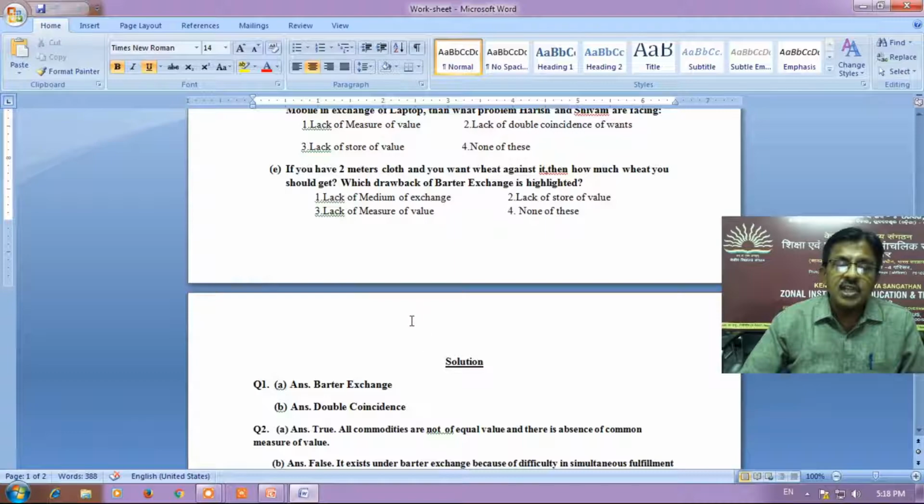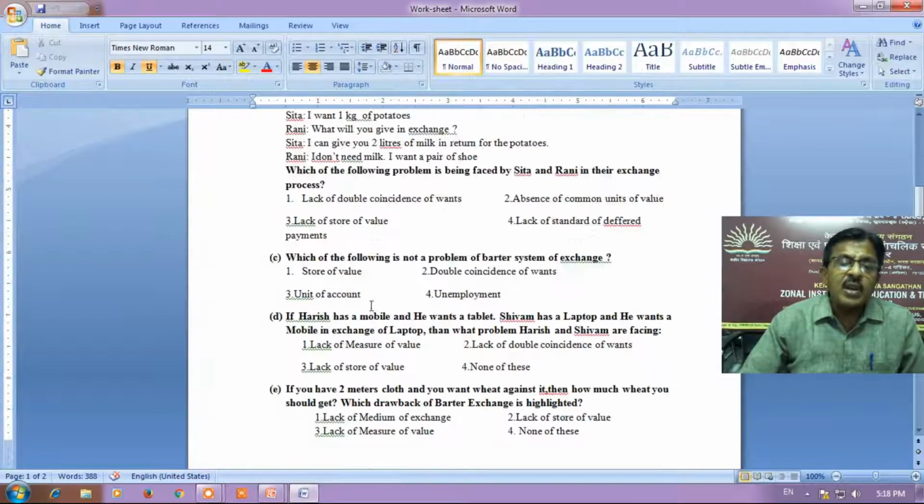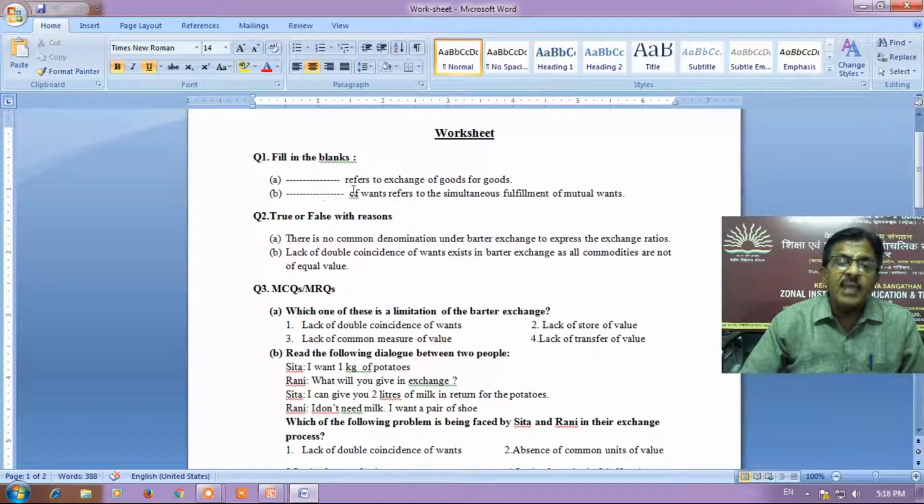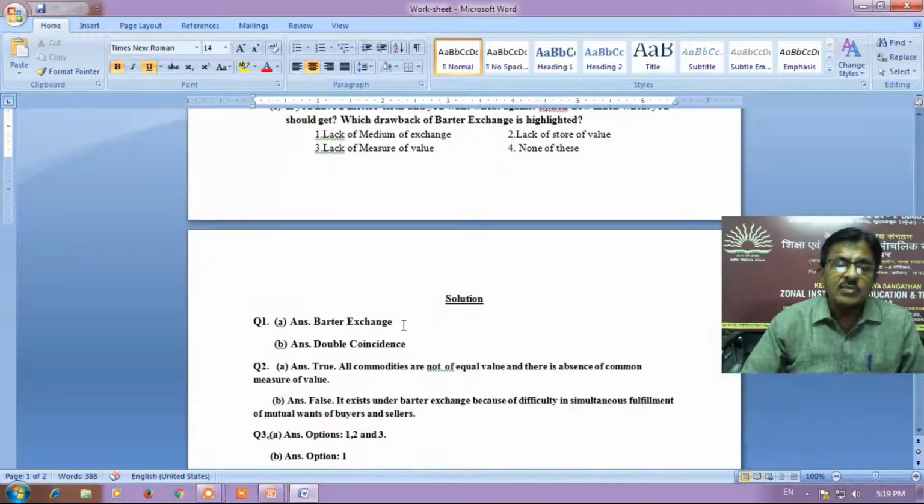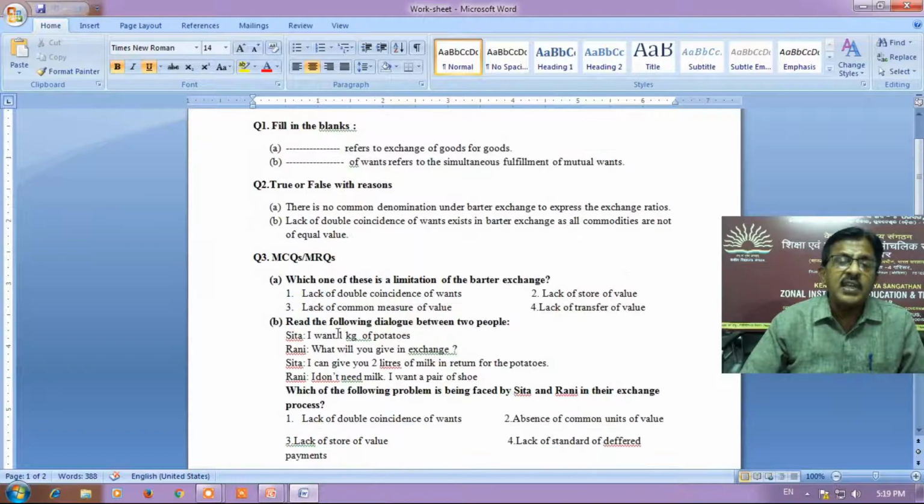So let us see the solution. Question number 1 was the fill in the blanks, which refers to the exchange of goods and services. So that is barter exchange. Then number B, the answer is double coincidence. Yes, double coincidence of wants.